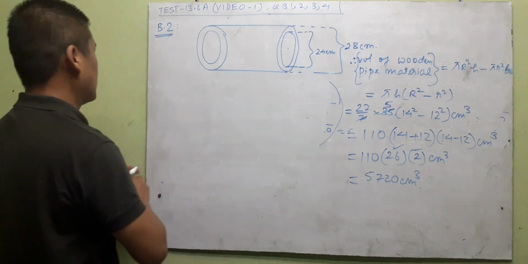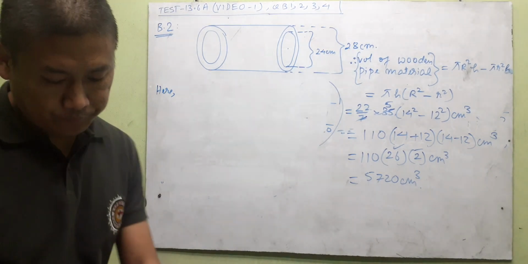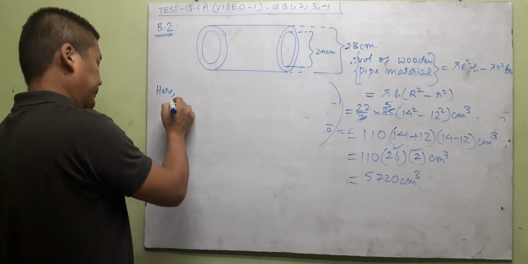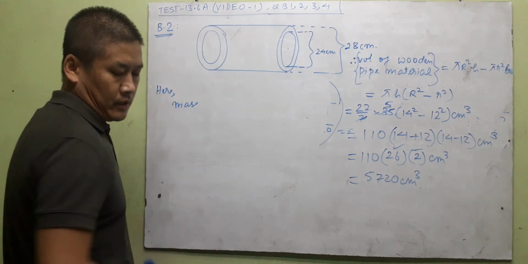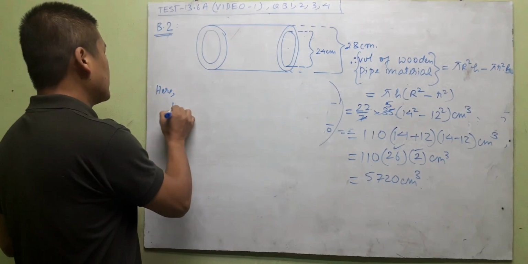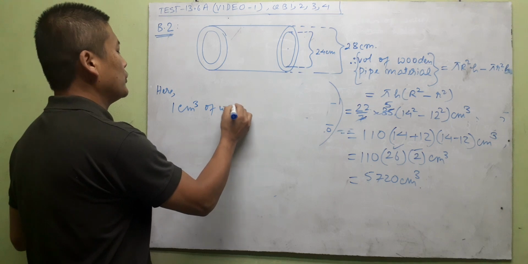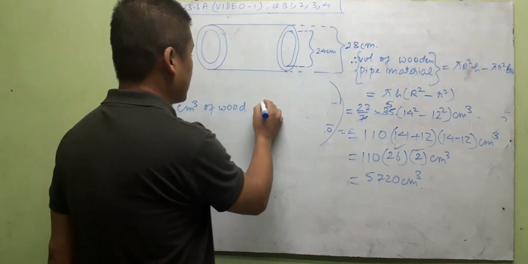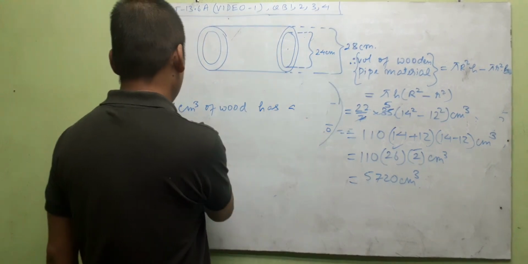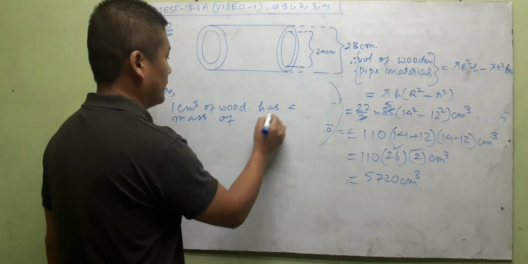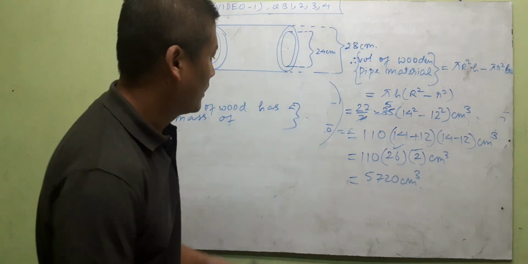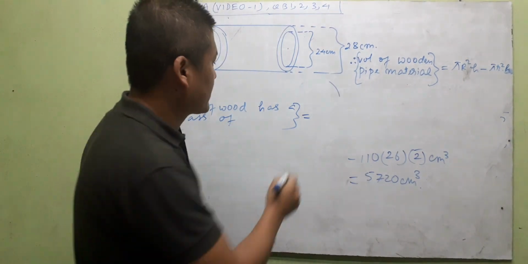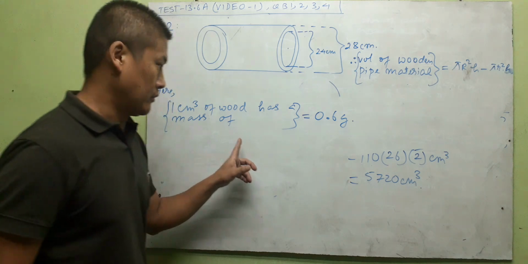Look into your question, and towards the end of the question it says 1 centimeter cube of wood has a mass of, let us see there, 0.6 grams. So that is the information given in the question, and we're going to use that.